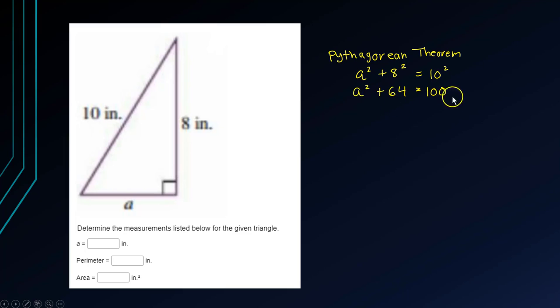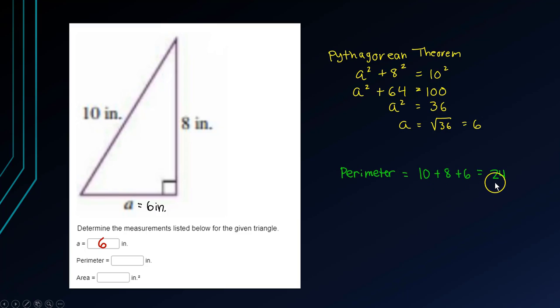So a squared plus 64 would equal 100, which means that a squared would equal 36, which means a would be the square root of that, which is 6. So a is 6 inches. Knowing what that side is now, I can now answer these two questions. The perimeter would be me adding all three sides together. So 10 plus 8 plus 6, which totals to be 24. So the perimeter is 24 inches.